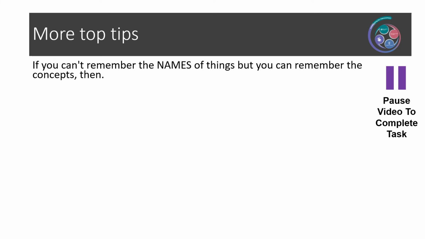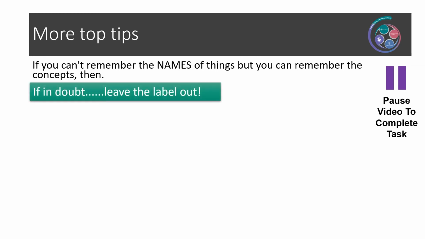So if you can't remember the names of things, but you can remember the concepts, then I've got a little rhyme for you. If in doubt, leave the label out. Because if you wrongly identify somebody or get the names mixed up with something, then you don't get the marks for it, unfortunately. So if you can't remember the name of something, but you can remember the concept, then just leave the label out and you'll get marks for the description or marks for the explanation.